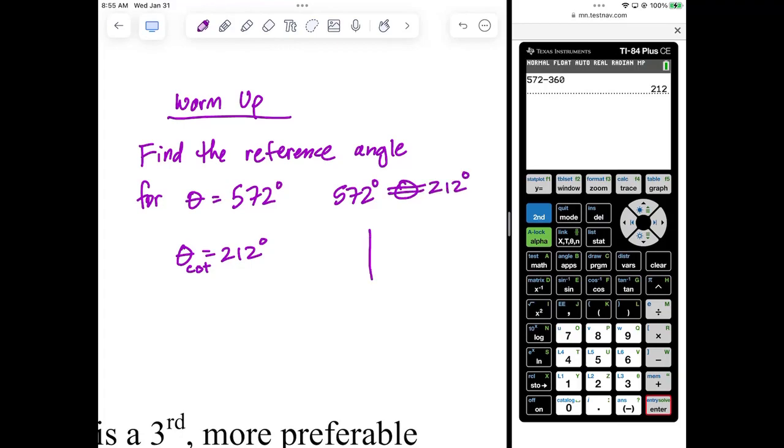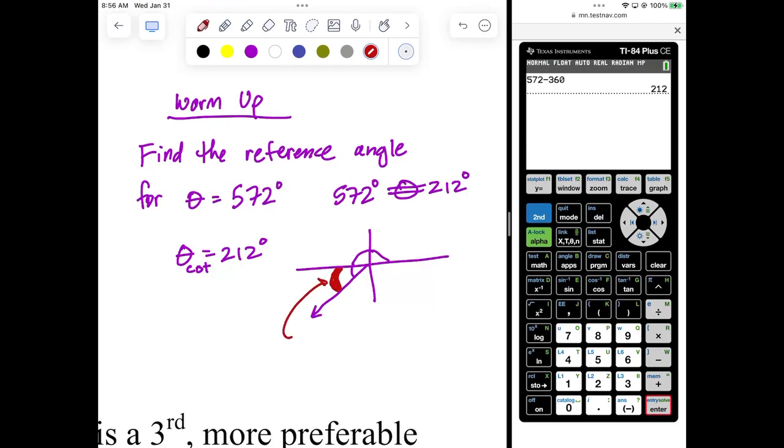Now 212 degrees is between 0 and 360, so I can figure out where he lands. That's 90, that's 180. It's going to be somewhere in quadrant 3. So that's where both 572 and 212 and all the infinitely many other coterminal angles land. Now I need to find this angle here in red. This angle here is going to be the reference angle. And you always work off the x-axis.